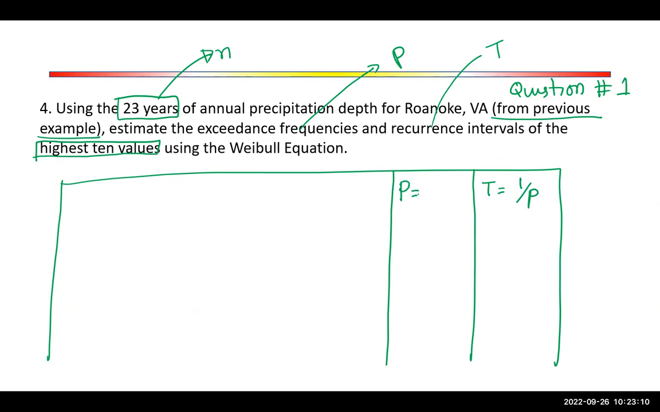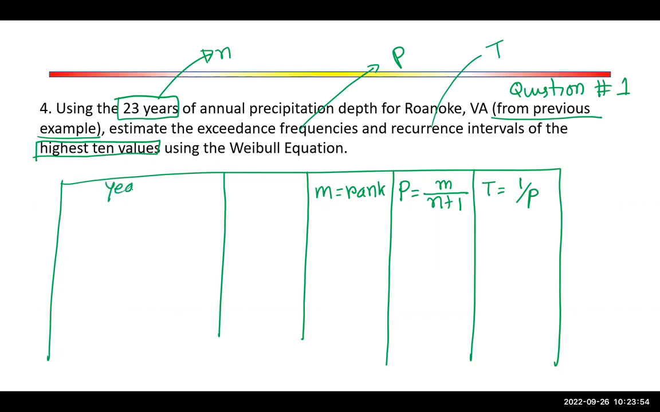Now the next task is, it says that using the Weibull equation. What is the equation for probability in that Weibull equation? M over n plus 1, right? Now the question is, how can I find M? What is M? Anyone remember? Rank, yes. So now the question is, what is rank? Rank means when you choose that 10 highest values, you will just rank them. The highest one will be 1 and the lowest one will be 10. That's the thing, right? Now, there are few things.